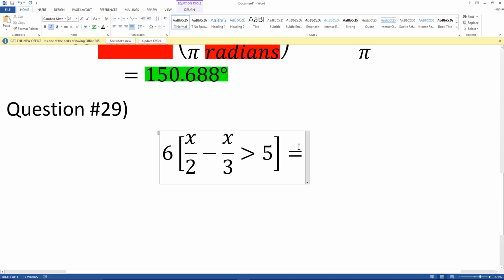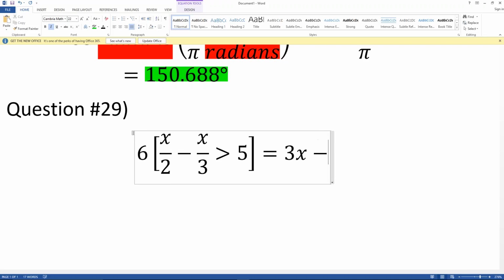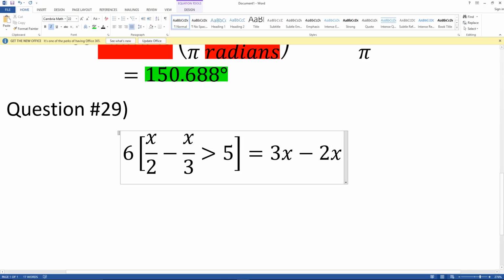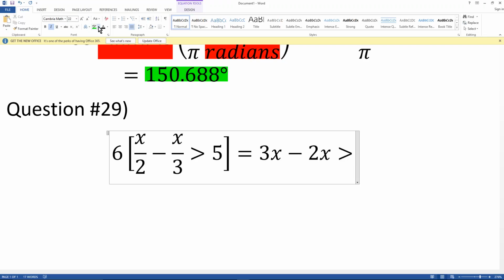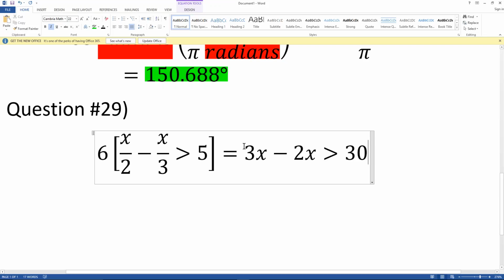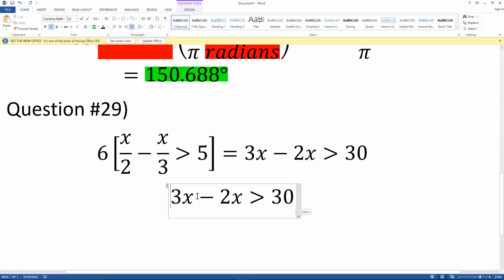3. So I'm left with 3x minus 2x is greater than 30. Now you collect like terms. What's 3x minus 2x? X. Right. So you're left with x is greater than 30.